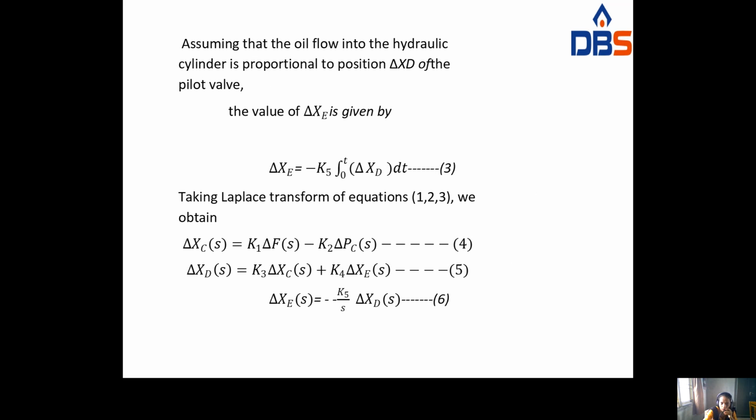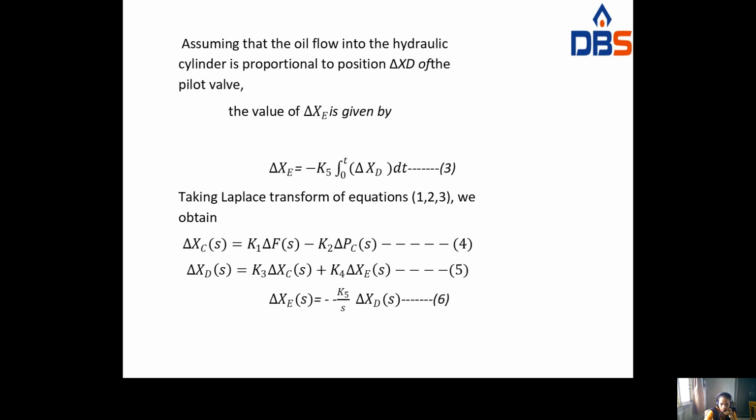So, assuming that the oil flow in the hydraulic cylinder portion is the position of delta XD of the pilot valve, the value of delta XE is given by delta XE equal to minus KF into the integral from 0 to t of delta XD dt. Taking Laplace transform for equations 1, 2, 3, delta XE equal to K1 delta F minus K2 delta PC of S. This is equation number 4.